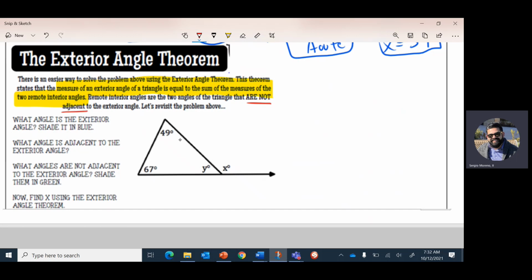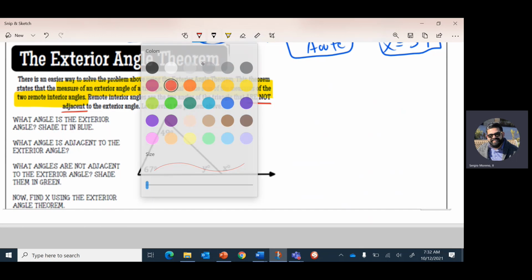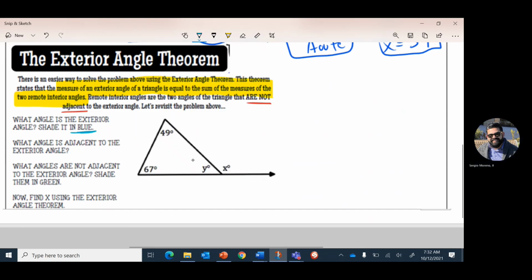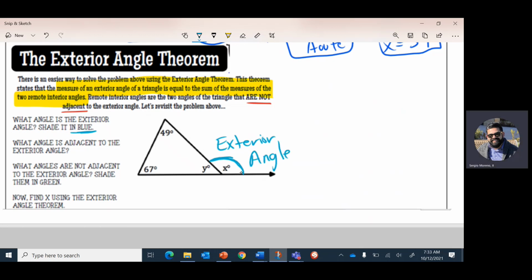So let's revisit the problem here. What angle is the exterior angle? Let's look at the exterior angle. We'll shade that in blue. So this here is going to be my exterior angle. I'm just going to outline it like this instead of shading it, and write exterior angle. That's the angle on the outside of the triangle, and it makes sense.